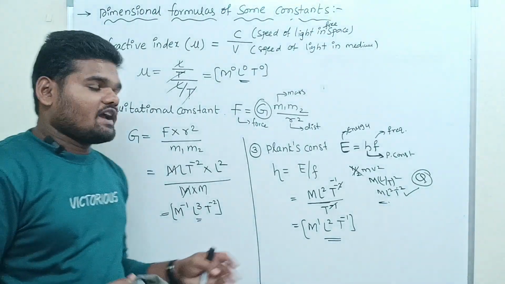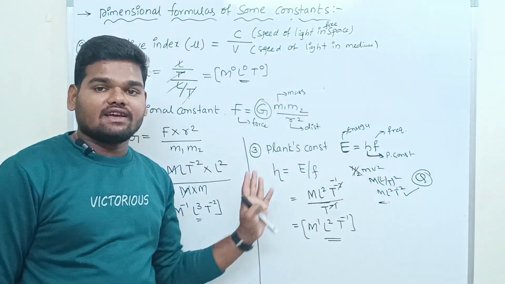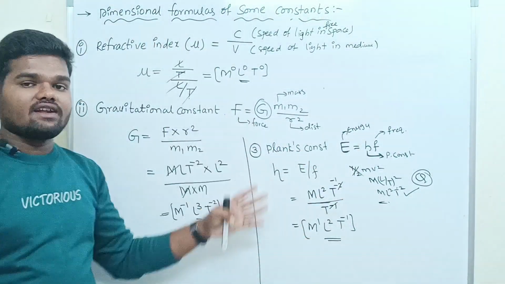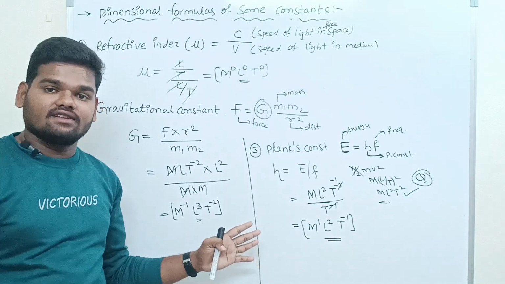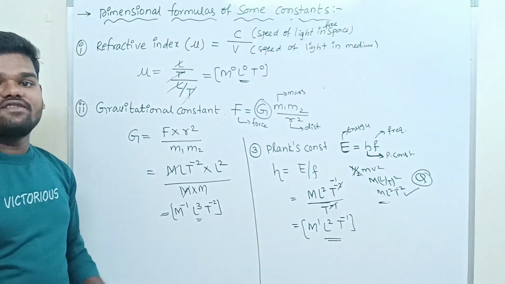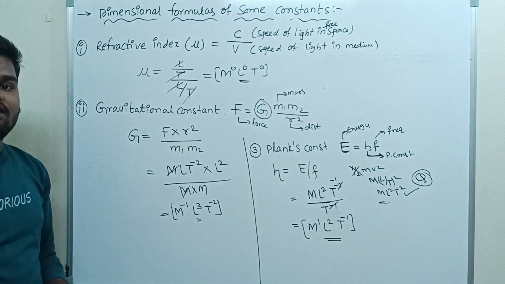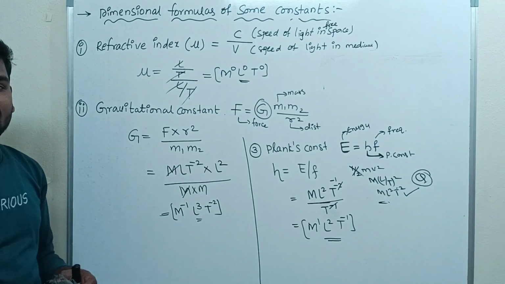Okay, right. I hope that you understand how to write the dimensional formulas for given constants. Is it clear? Any doubts? Pause the video and write the notes. 3, 2, 1, go.